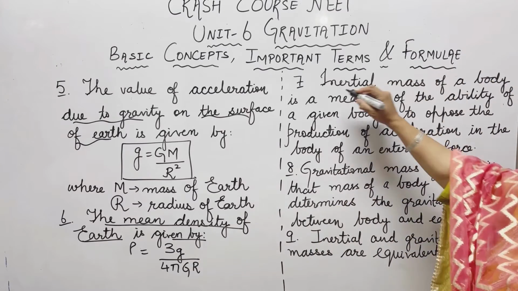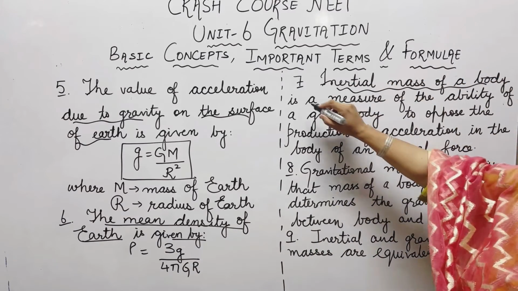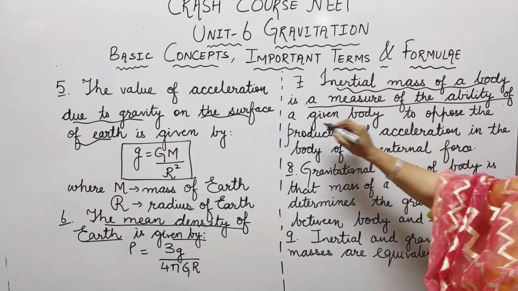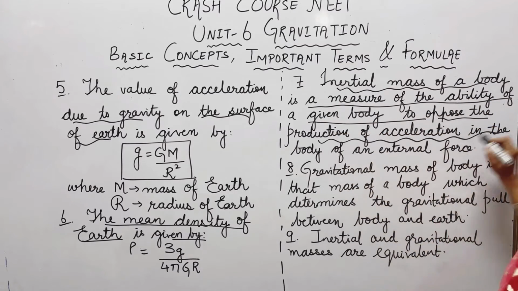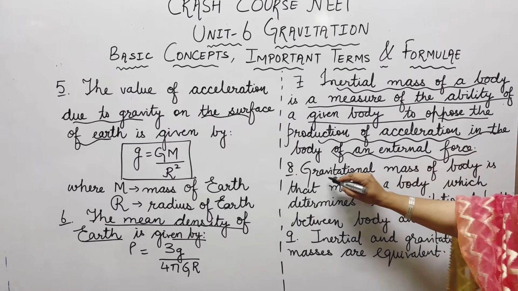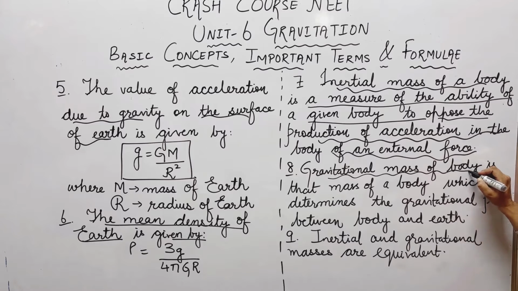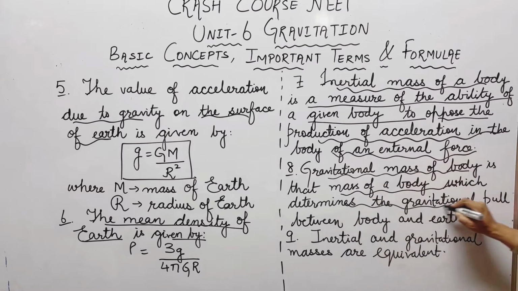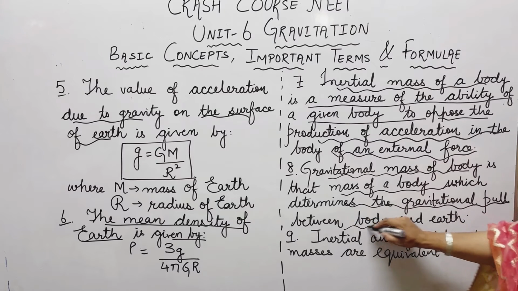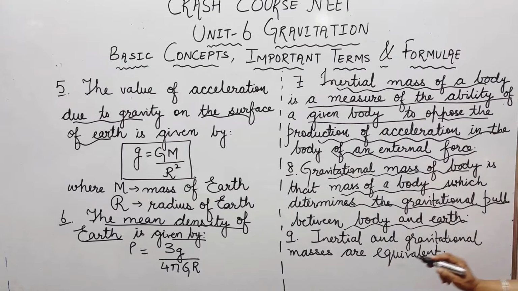The seventh point is about the inertial mass of a body. It is a measure of the ability of a given body to oppose the production of acceleration in the body by an external force. Another is the gravitational mass of a body. It is the mass of a body which determines the gravitational pull between the body and the Earth. The inertial and the gravitational masses are equivalent.